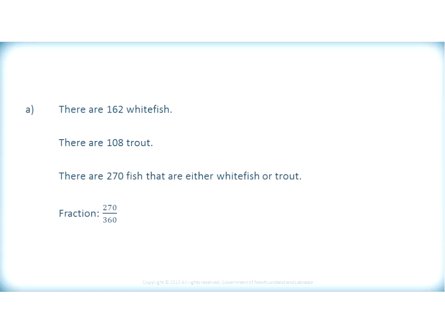Now 270 over 360 is the fraction. However, we can reduce this fraction by dividing both the numerator and the denominator of the fraction by 90, since both have a common factor of 90 in them. So if we divide 270 by 90 and 360 by 90, we're going to get a fraction of 3 over 4. So this is the same fraction, just in lowest terms.